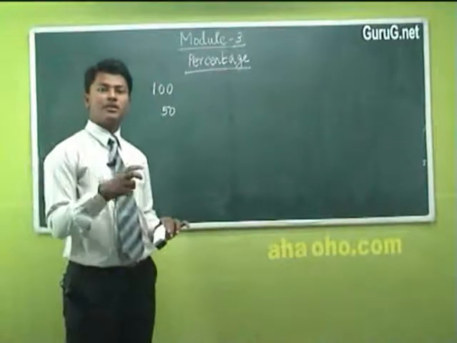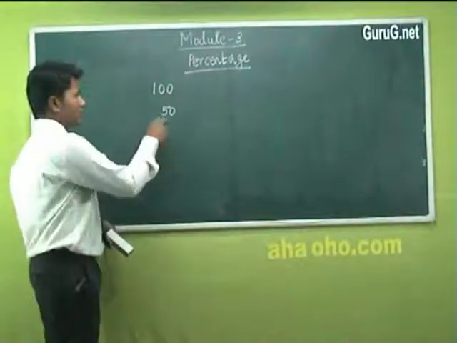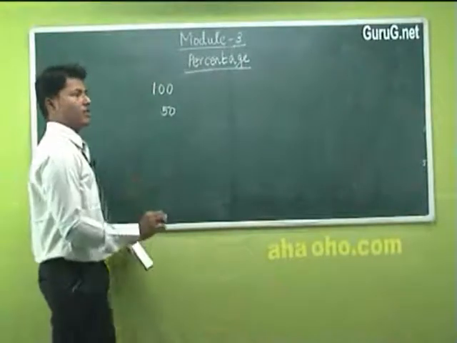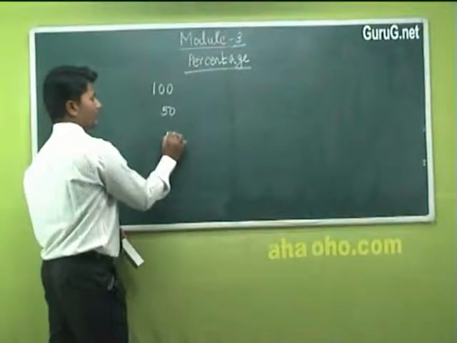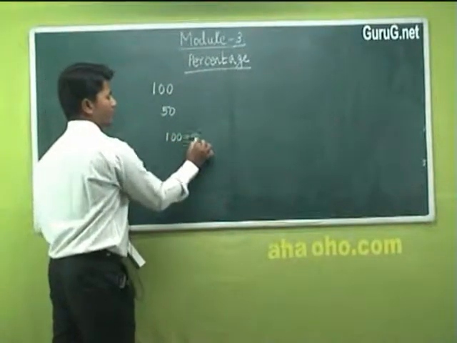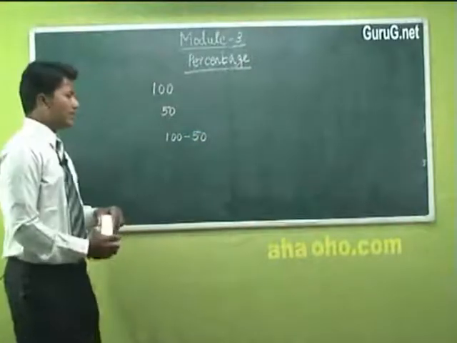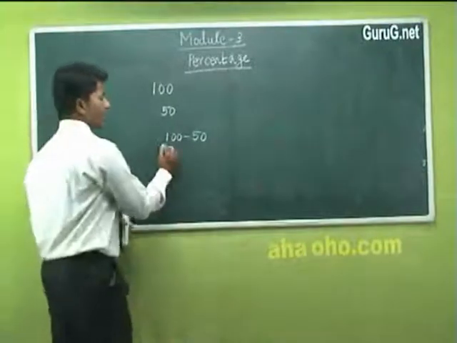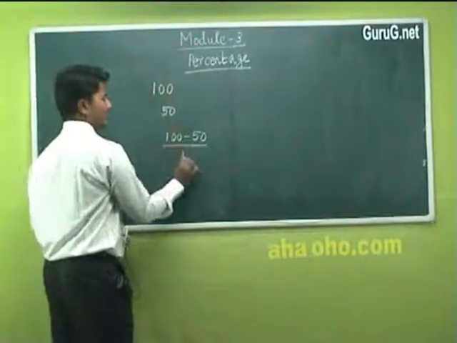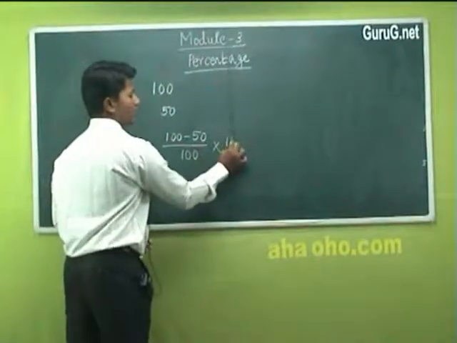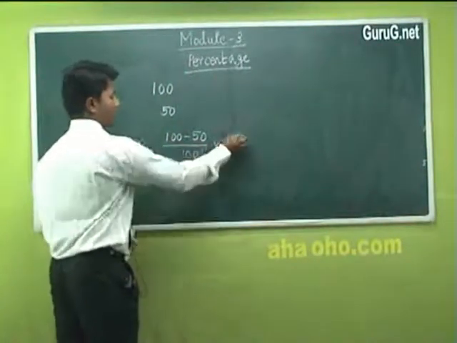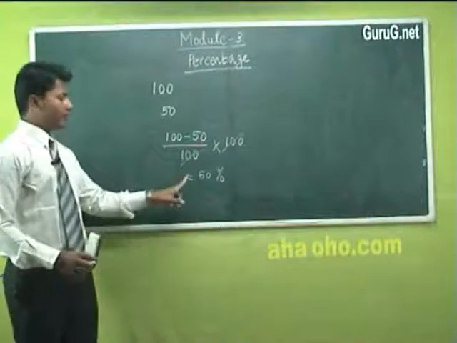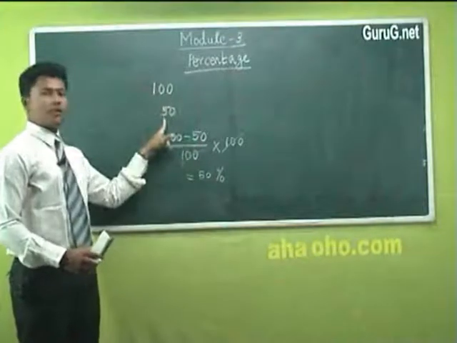In this case, you can find the percentage decrease in the number of apples. How many percent has it decreased? How to find such values? In this case, there is a simple formula. Consider the initial value minus the final value, which gives the amount of decrease, divided by the initial value. The initial value is 100, times 100. What is the answer? 50. So there is a 50% decrease in the number of apples.